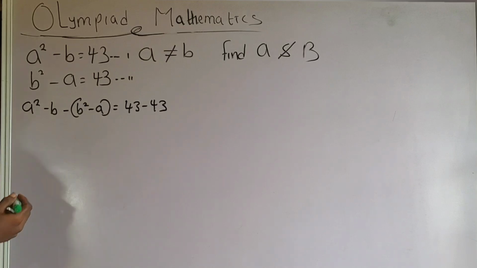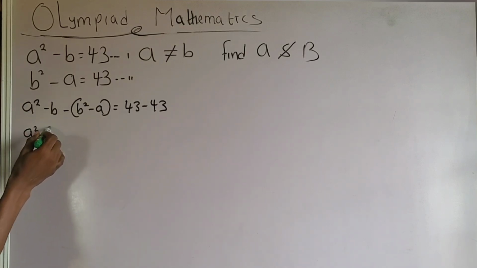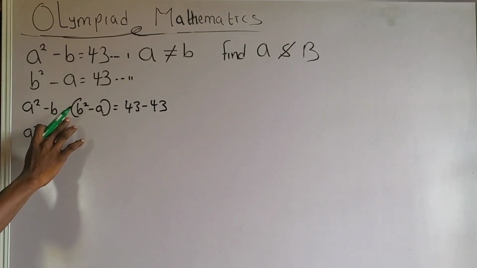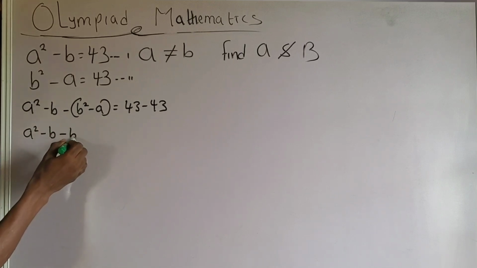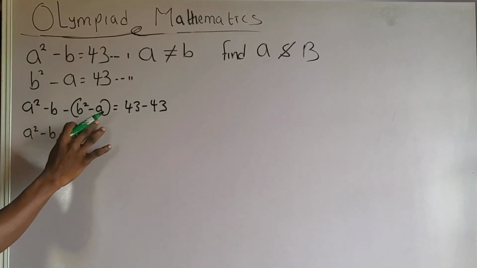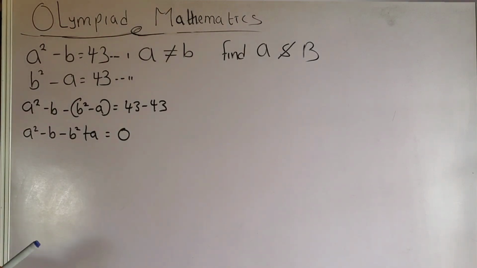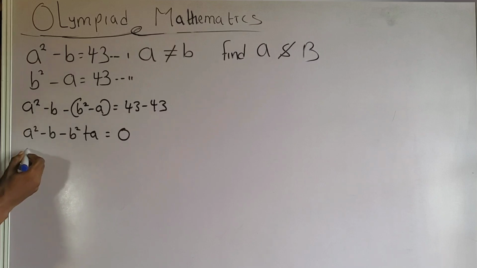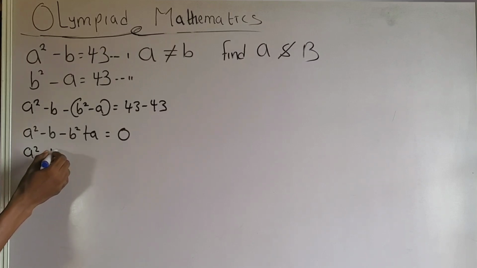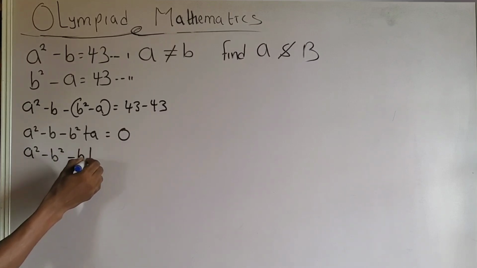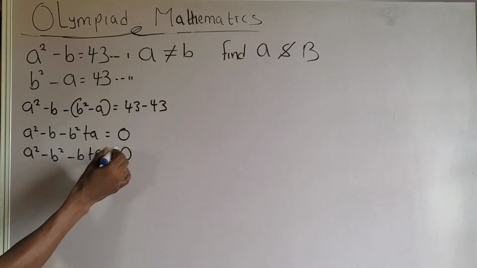Are you getting it? So for this, I'm going to have a squared minus b. Now, negative 1 times b squared, that is negative b squared. Negative 1 times negative a, that is plus a, equals 0. Having gotten to this point, we can simplify. I'm going to have a squared minus b squared minus b plus a equals 0.